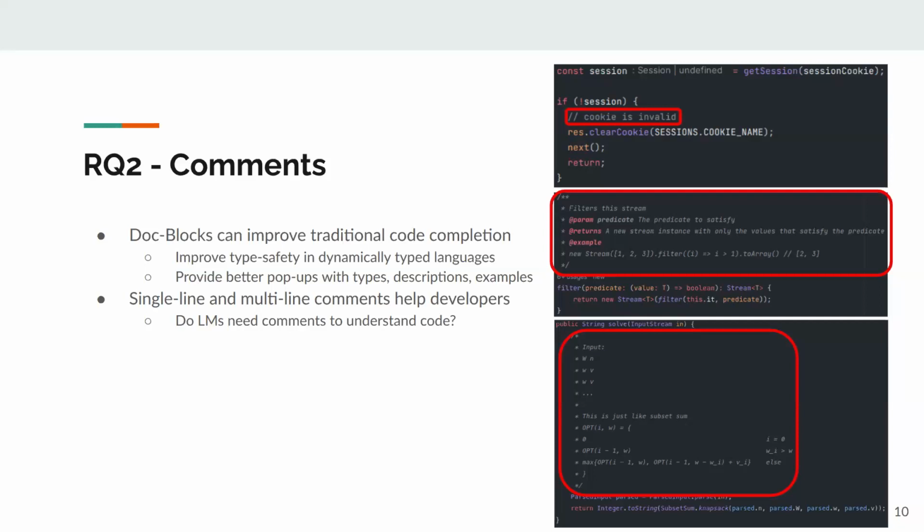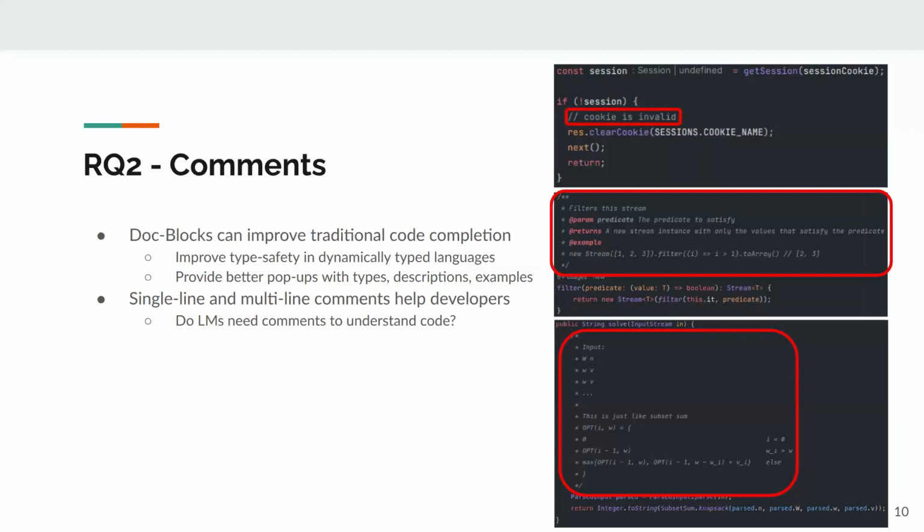But does a language model need this? I don't know. I don't think it's necessary. And the same goes for the second type of comment, which is a doc block. This doc block gives a high-level description of what the function is supposed to do, and can explain how you're supposed to use this function.